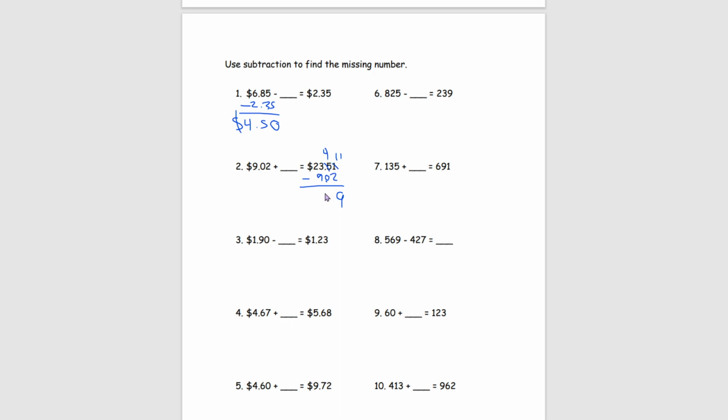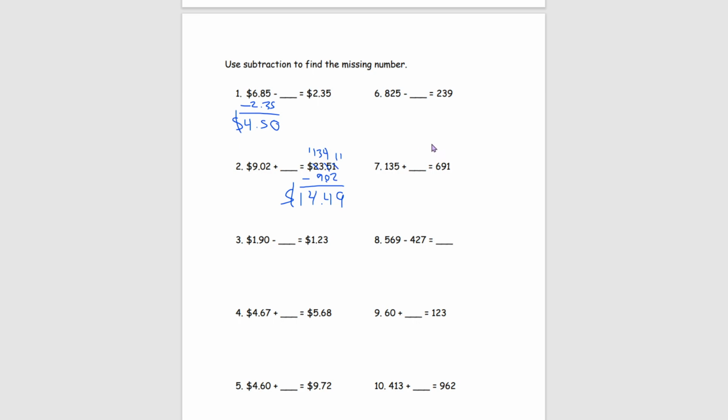4 minus 0 equals 4. And we bring down the dot. We have 3 minus 9, which is impossible. So we're going to borrow 1 from this 2, and this 2 becomes a 1. This 3 becomes a 13. 13 minus 9 gets us 4, and 1 minus 0 gets us 1. So our answer for number 2 is $14.49.